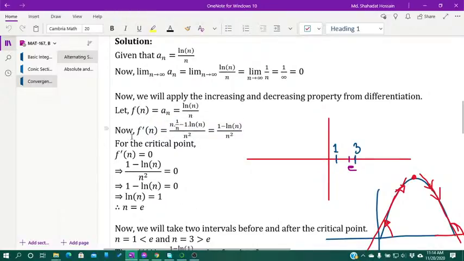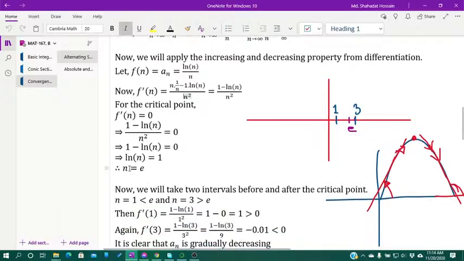Now for the critical point, here f prime of n, that means this differentiation using the u by v method. Now for the critical point, f prime of n should be considered equal to 0, because at the critical point the slope of the tangent is 0. That means the first derivative would be equal to 0. So after simplifying, I will get n equals e. e has a value that is 2.718.